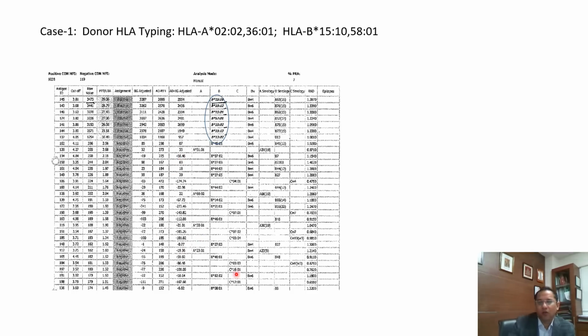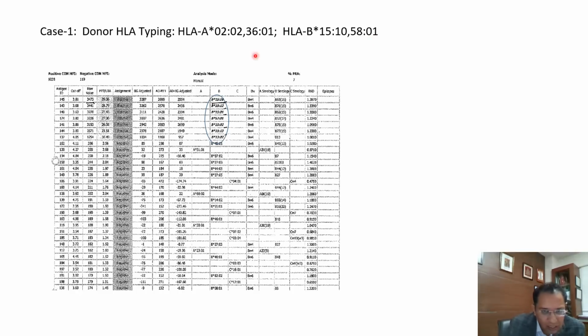So coming to questions and some real life case scenarios, just to highlight the importance of single antigen bead assay and the virtual crossmatch, and some interesting cases. You can see in this, this is a worksheet that we received on this patient who has a donor. This is the patient single antigen bead assay, and you can see that the donor HLA typing is HLA A0202, 3601 and HLA B1510 and B5801.